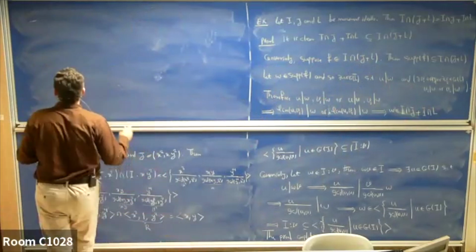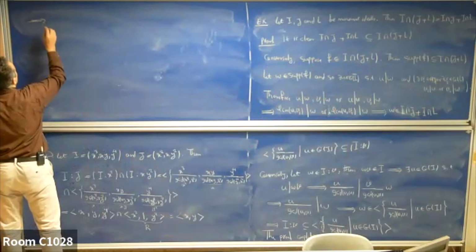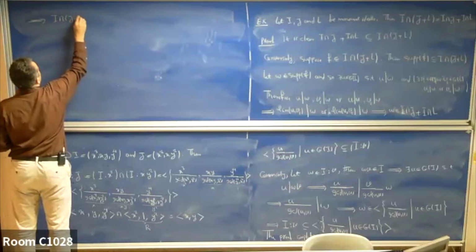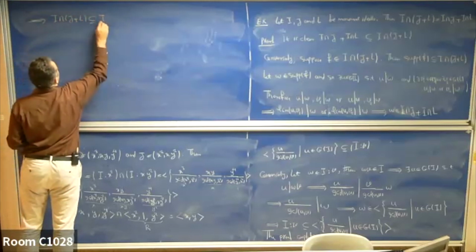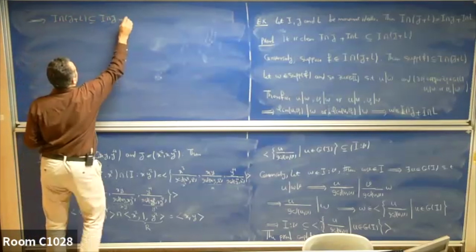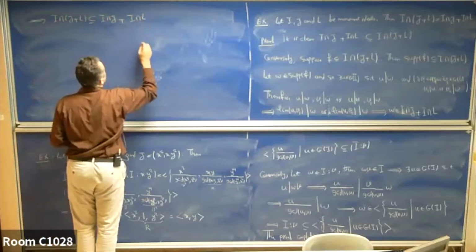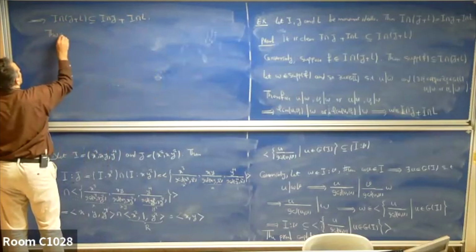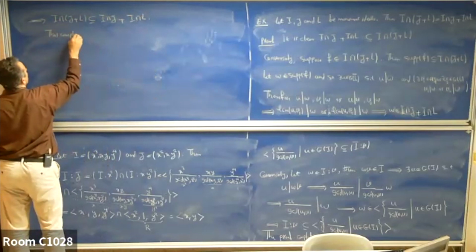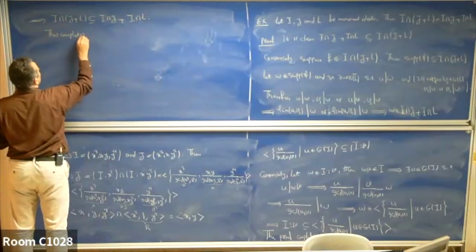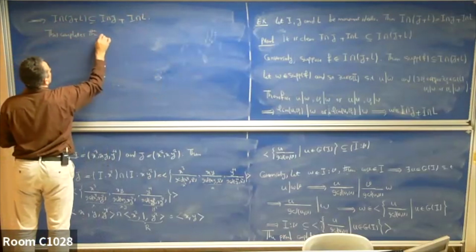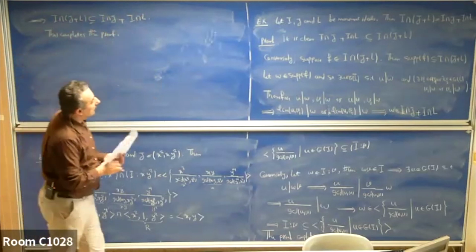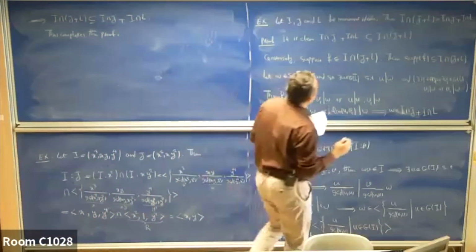And so A intersection (J + L) contains A intersection J + A intersection L, and this completes the proof. So we have this equality for two ideals.